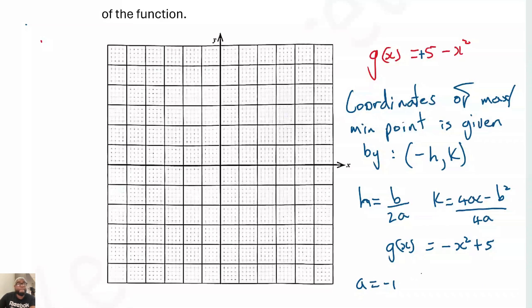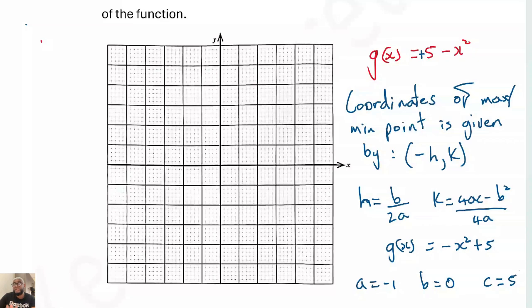Negative 1, right? Now b, do you see any b in this question? It's a quadratic, but there's no b. So what do you think the value of b is? If there was x alone, then b would be 1. But there's no b, so b is equal to 0. What's the value of c, my children? 5. Excellent. So you have your a, you have your b, you have your c.